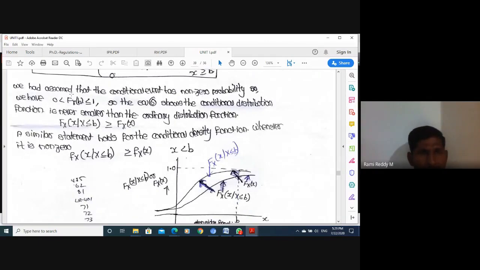Here we have made an assumption that the conditional event has non-zero probability. So F_X(b) always lies between 0 and 1. So equation 6 shows that the conditional distribution function is never smaller than the ordinary distribution function. A similar statement can be made for the conditional density function also.